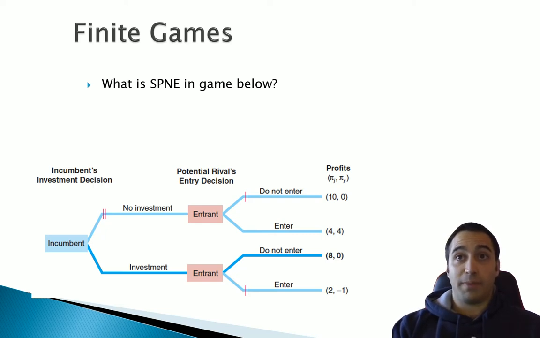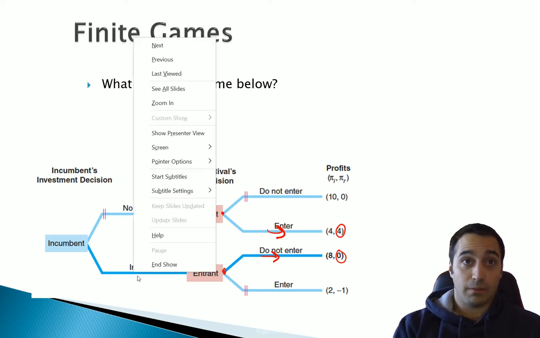All right, let's look for an SPNE. The entrant, going second, will be the first thing we decide. It looks to me like 4 is greater than 0, and 0 is greater than -1. So they would choose this, and they would choose this. Player 1 observes that they will either get 4 or 8, and they prefer to get 8.